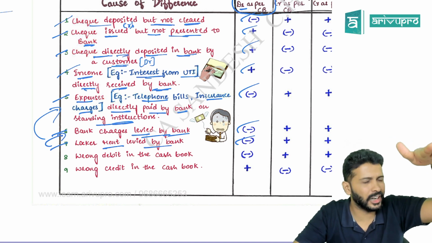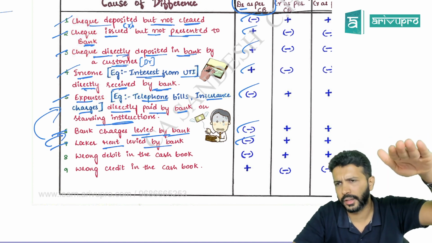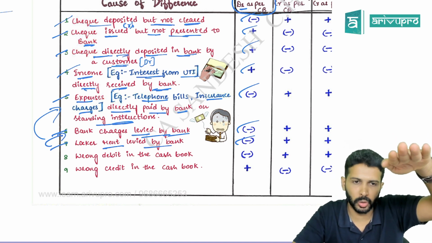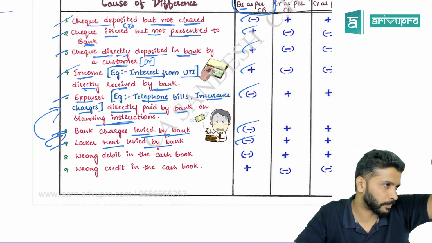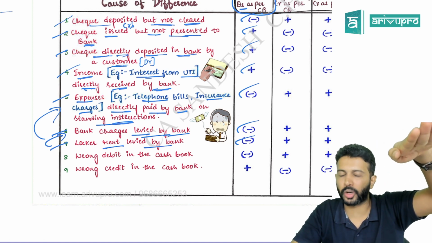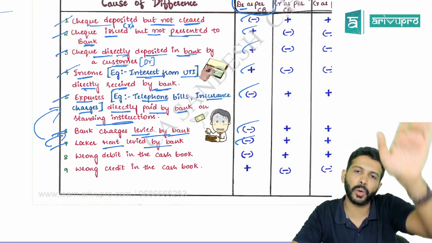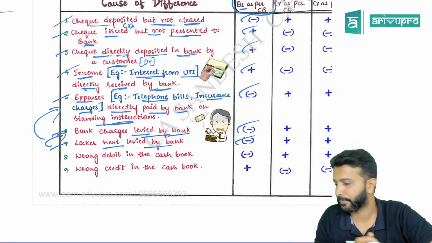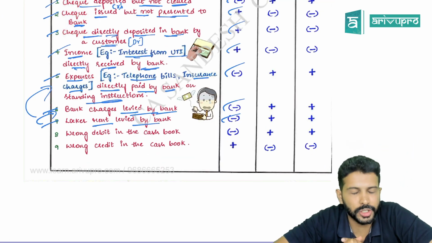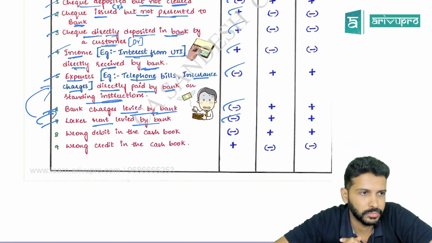And will the bank tell us and do it, or will they do it straight away? Straight away. So are we aware? No. That means the cash book balance is still the same. Since our starting point is cash book, can I touch the passbook? No. To reconcile, what do I have to do? Subtract again.